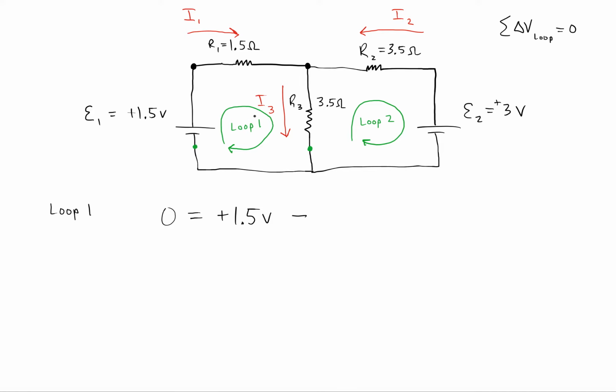And the thing that I put there, though, is not just delta V of R1. I'd rather write it a different way. I'd rather write it as I1 times R1, using Ohm's law on that element. And I'll even replace the R1 with what we know its resistance to be.